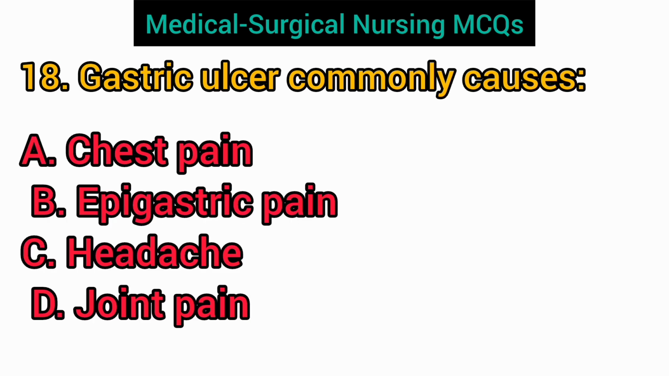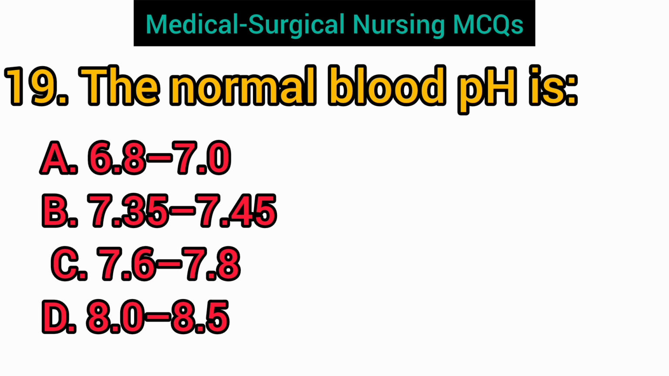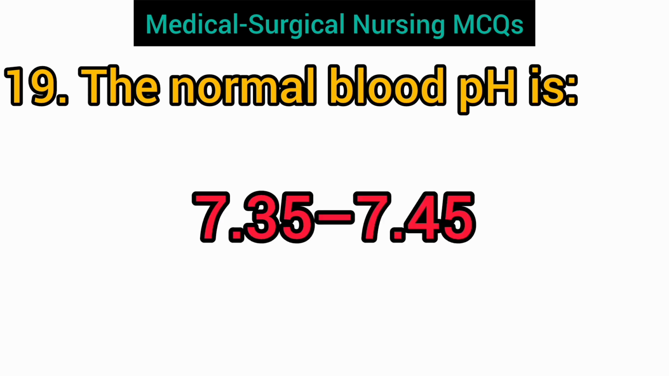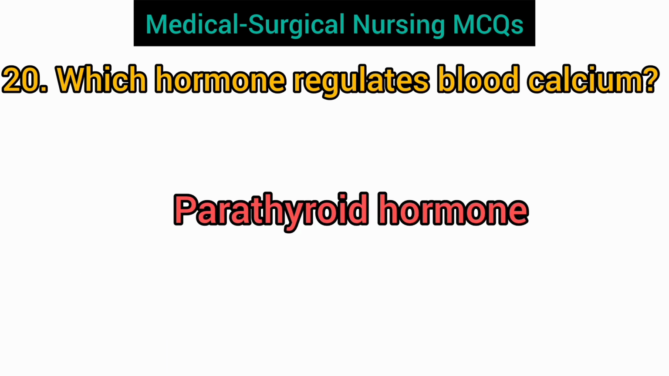Gastric ulcer commonly causes epigastric pain. The normal blood pH is 7.35 to 7.45. Which hormone regulates blood calcium? Parathyroid hormone.